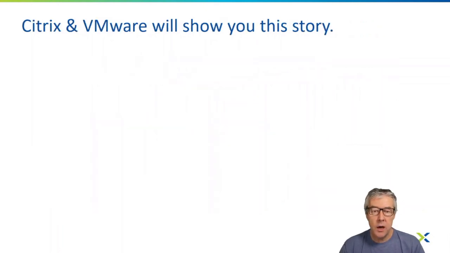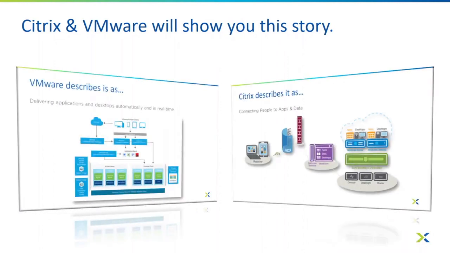So Citrix and VMware are going to show you this story. If you talk to VMware, or if you talk to Citrix, in the sense of VDI or server-based computing, they're going to describe it as something like delivering applications and desktops automatically in real time. Citrix will talk about connecting people to applications and desktops. Essentially the same technology, essentially the same concept. What you have at the top of the slide is a set of clients. Any client can be used. If you look at today's technology, most companies will talk about a device with an HTML5 web browser on it. So any sort of client can be used to connect to those remote desktops.